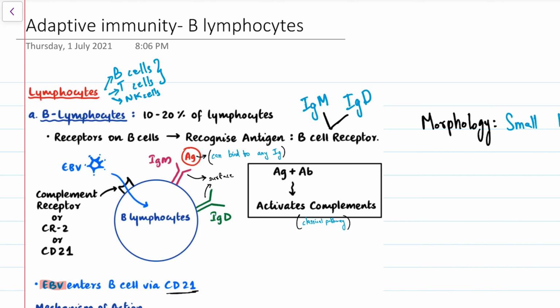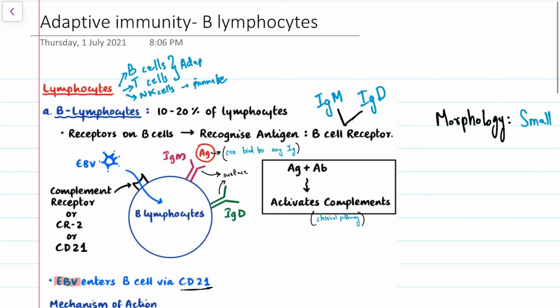B and T cells participate in the adaptive immunity, okay, and the NK cells work in the innate immunity. Okay, so what is the most percentage of lymphocytes? If you ask, it is the T lymphocytes, which is about 60 to 70 percent. Whereas the B cells are 10 to 20 percent and the NK cells are 5 to 10 percent, right?